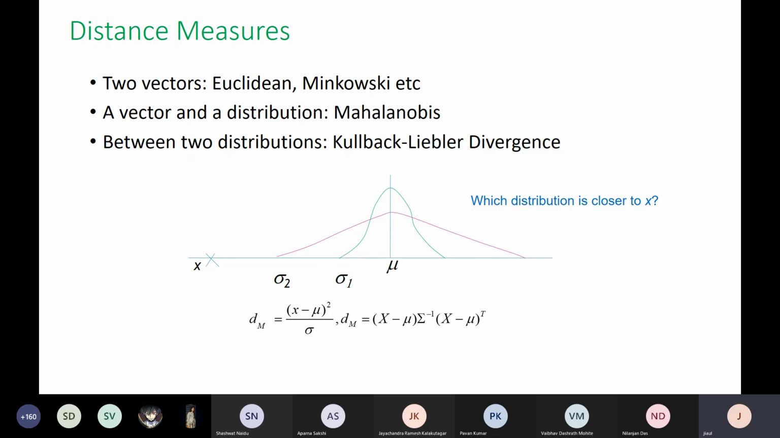Which distribution is closer to X? X you can see on the left side. Sorry, which one? The pink distribution. Pink distribution, yeah, that's right. Now in this case, which distance measure do you want to use? Vector and a distribution. It has to be vector and distribution because X is a vector, and you are trying to measure the probability of that here. So the right thing to apply in this case is the Mahalanobis distance. No Euclidean, no Minkowski, no KL divergence.